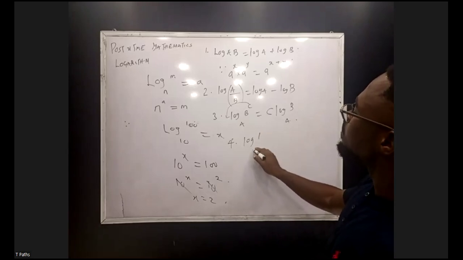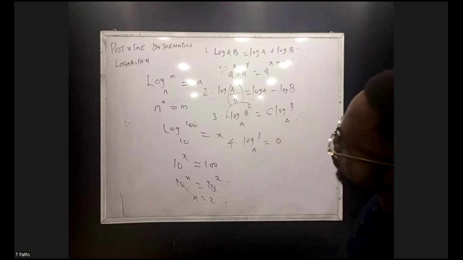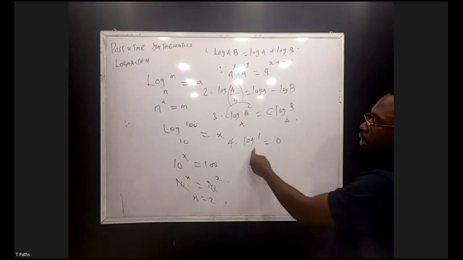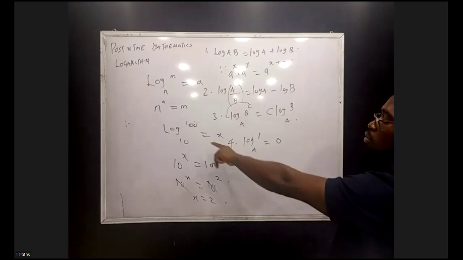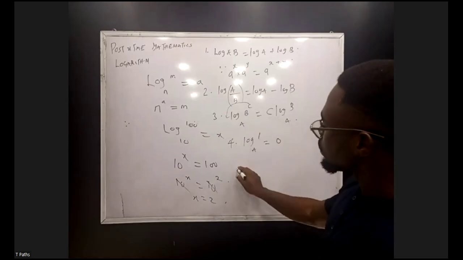Logarithm of 1 to any base will give me what? It will give me 0. Because, according to that rule that we first looked at, a raised to power 0 from your indices will give you 1.